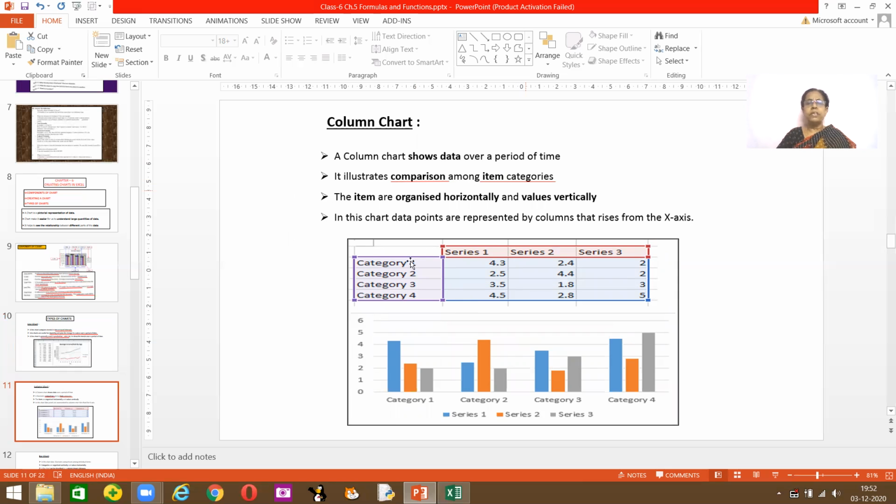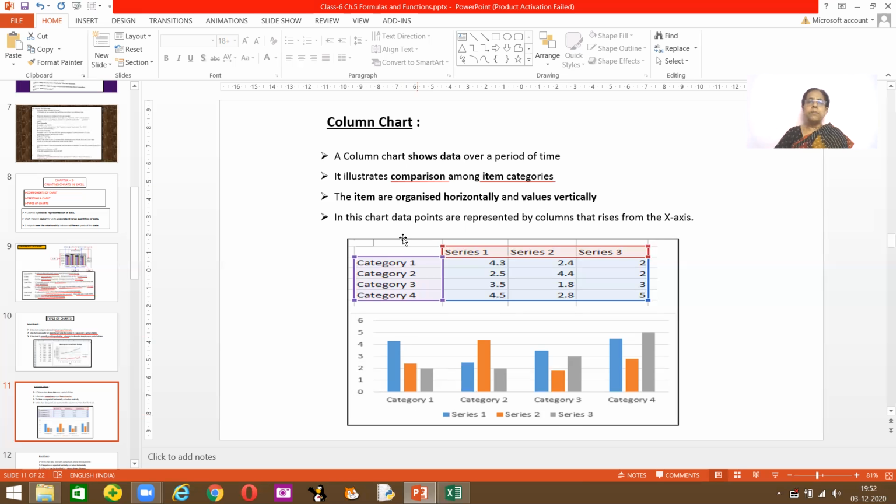Now here I put the categories 1, 2, 3, 4, and these are the series 1, 2, 3. You can see how the categories are given here, and the series are in different colors. You can see it's written down here: Series 1 is in blue, Series 2 is in orange, and Series 3 is in gray. So you can see the comparisons between all the three items or the three categories.